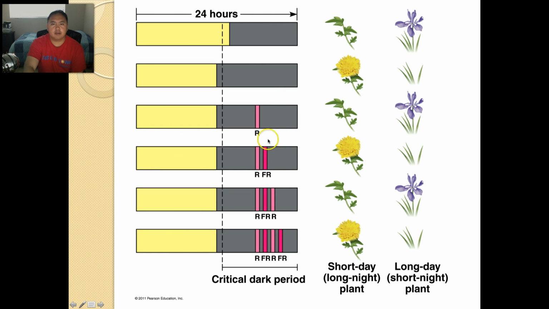During that critical dark period, remember we talked about PR and PFR? You could see how they activate and how it changes whether a long day or a short day plant gets activated.